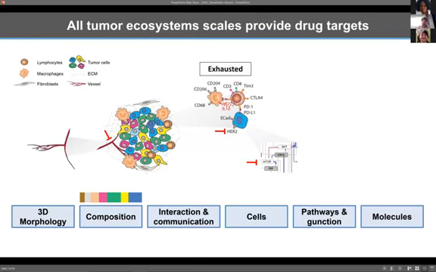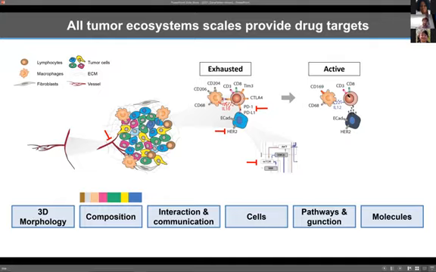And of course, currently, what is of great interest to the cancer community is that we also have the ability to interfere with cell-to-cell interaction communication, such as by using an anti-PD-1 or anti-PD-L1 therapy to revert an exhausted to an active immune environment.